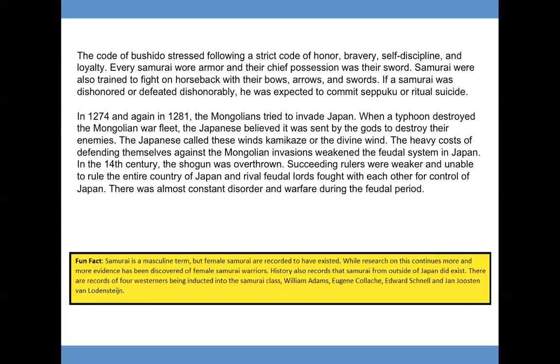In 1274 and again in 1281, the Mongolians tried to invade Japan. When a typhoon destroyed the Mongolian war fleet, the Japanese believed it was sent by the gods to destroy their enemies. The Japanese called these winds kamikaze, or the divine wind.